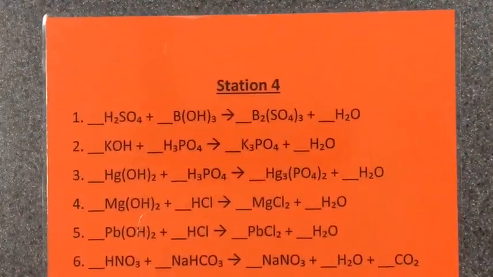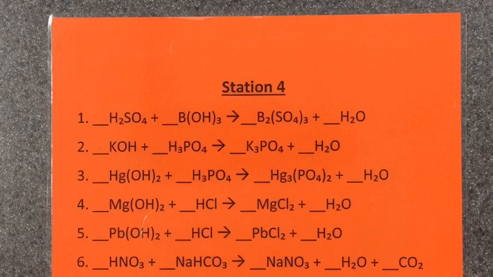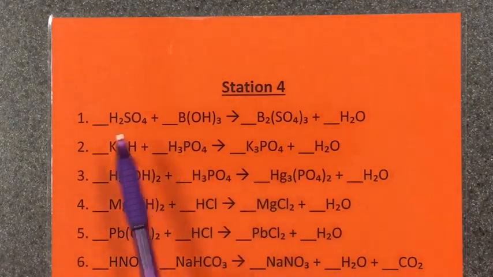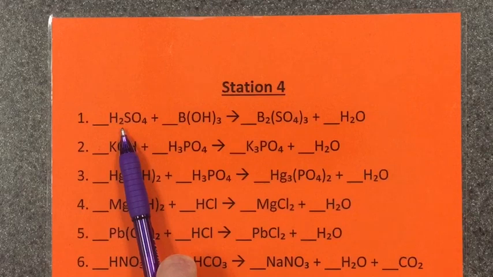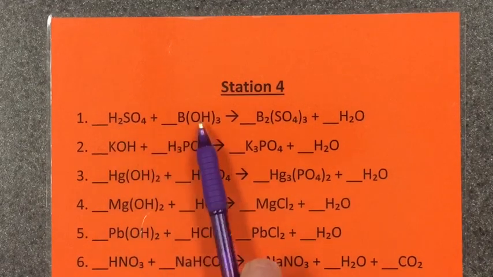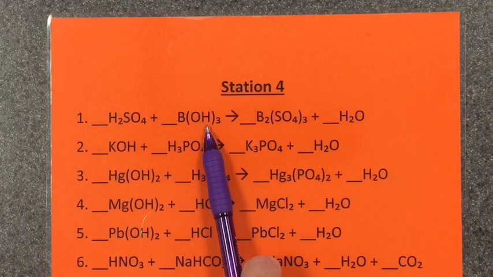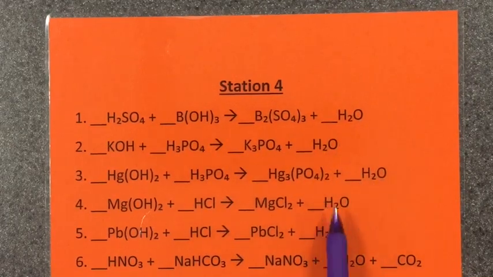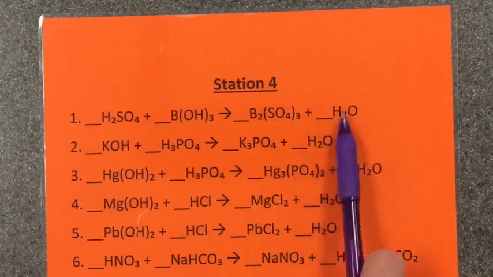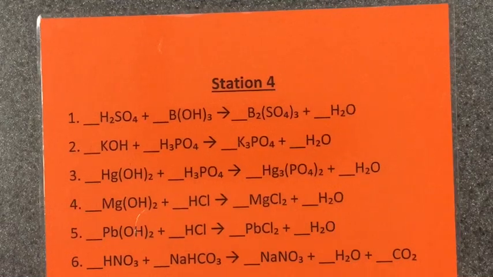Okay, nobody likes station 4 because this one was tough to balance, right? But you should have noticed a lot of the same. You notice that one of the reactants is an acid. It starts with hydrogen. One of the reactants is a base. It ends with hydroxide. And one of the products is always water. If you look, water is a product in every single one of these equations.